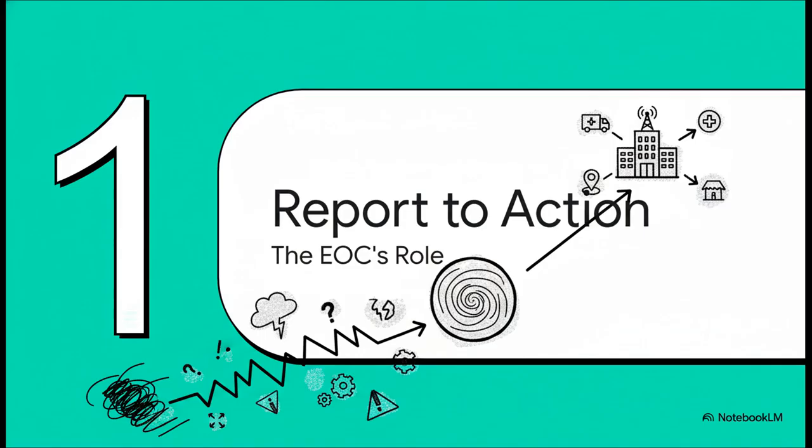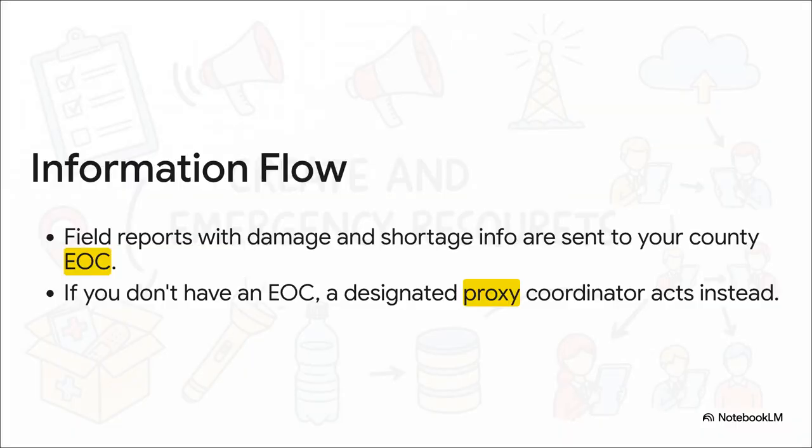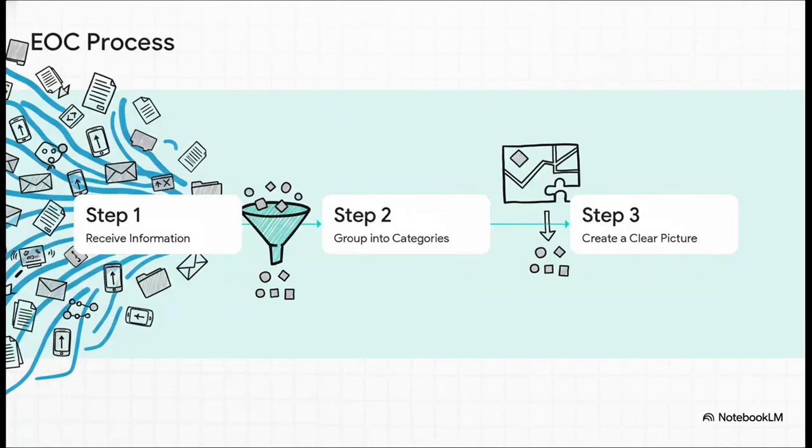Okay, so the first step in this journey, from finding a problem to getting a solution, is to get all that raw information to one central place. And that place is your county's Emergency Operations Center, or EOC. So all those reports you collected, they all get funneled straight to the EOC. Now, I know what some of you might be thinking. What if my group doesn't have a big, formal EOC? Don't worry about it. You can just pick someone to be a coordinator, a sort of proxy, and they'll handle the exact same job. Once all those reports start flooding in, the EOC team just springs into action.